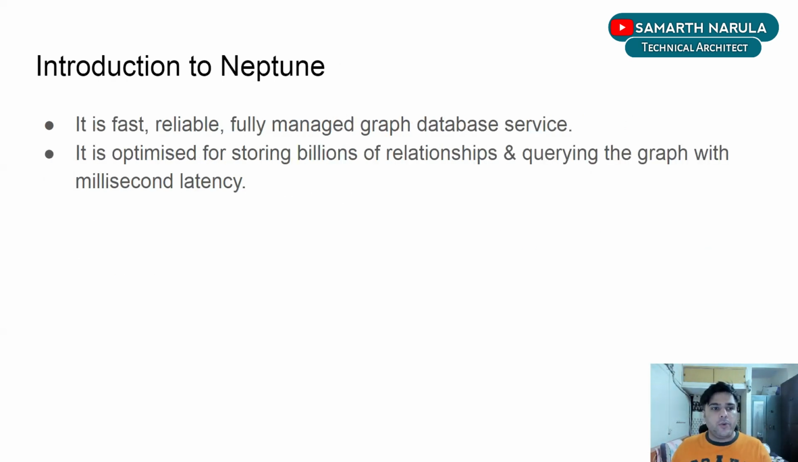Introduction to Neptune. Neptune is a graph database service. It is a fast, reliable, fully managed graph database service. It is optimized for storing billions of relationships and querying the graph with millisecond latency. So it's basically a graph database service.